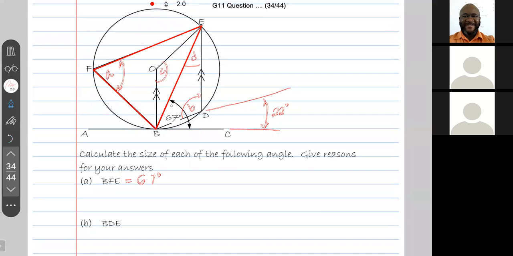So the angle here, the 67 degrees, is the angle between the tangent and the chord. And that is equal to the angle at A, which is the angle in the alternate segment. So A is equal to 67. The angle between the tangent and the chord is equal to the angle in the alternate segment.